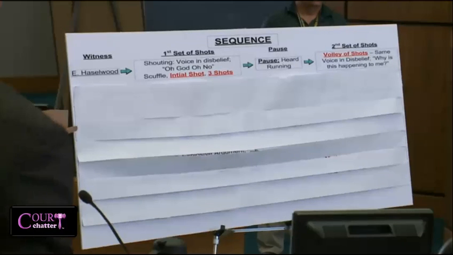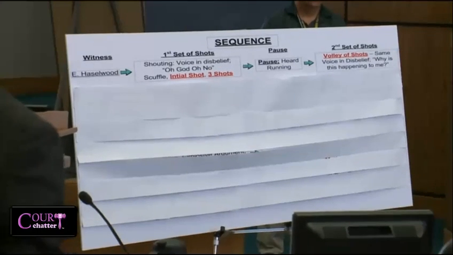Is there anyone on the jury who cannot see the lettering or the wording on the chart?